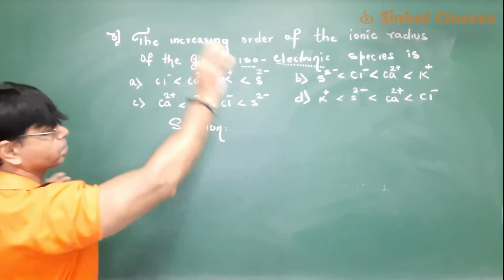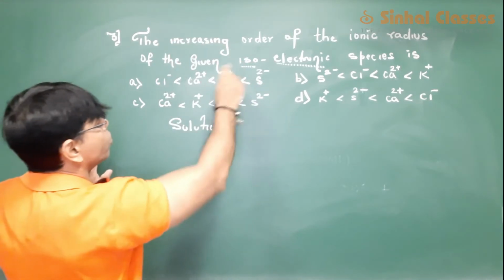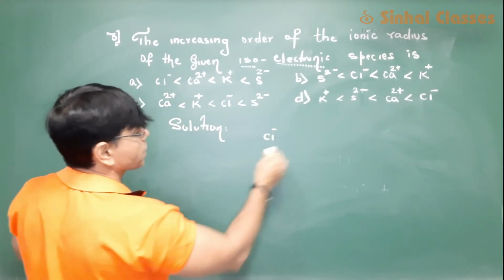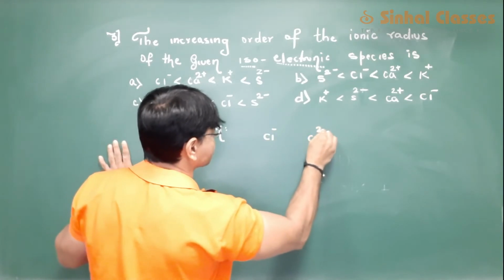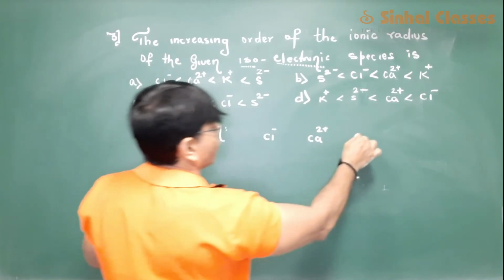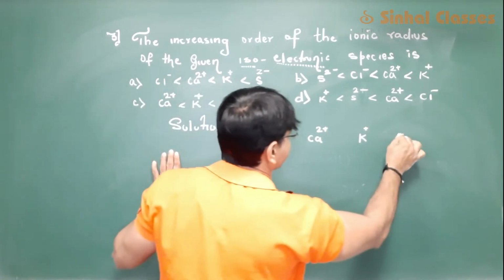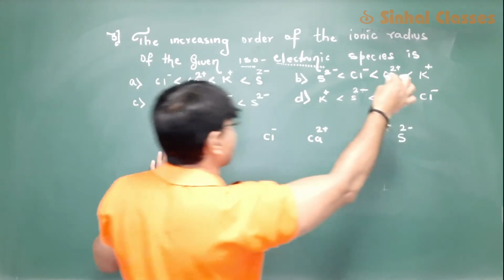Solution for this. First and foremost, we are given chloride ion. We are given calcium ion. We have been given potassium ion. And we have been given sulfide ion.